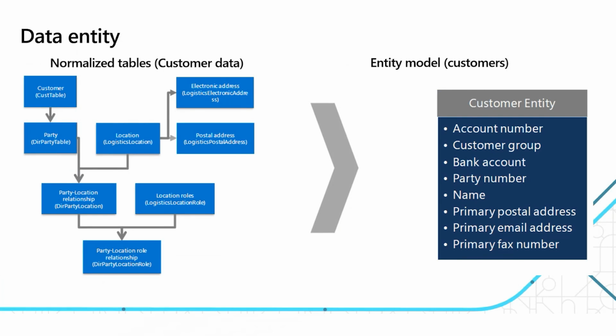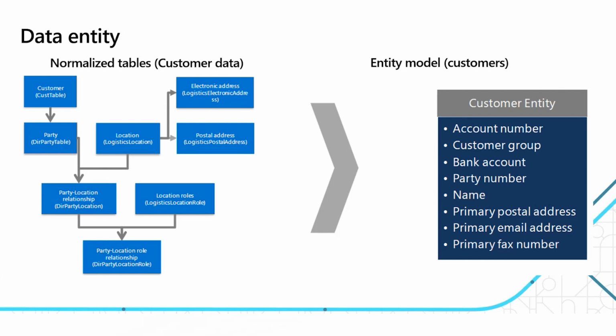Whenever you store data in the database, you store the data in normalized fashion. For example, customer information would be spread across various tables. You would have the cust table and the dir table storing the party information. Location information would be stored in another table, maybe address information in one table, and rows in another table. So you can actually find data normalized and distributed among multiple tables, usually.